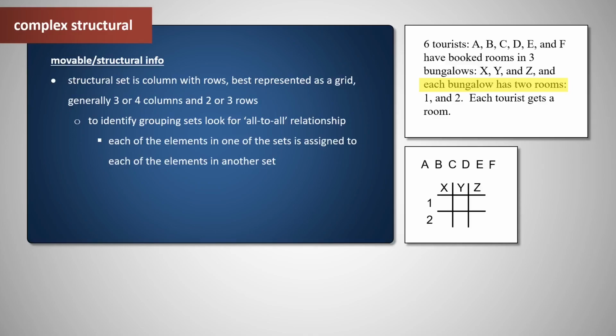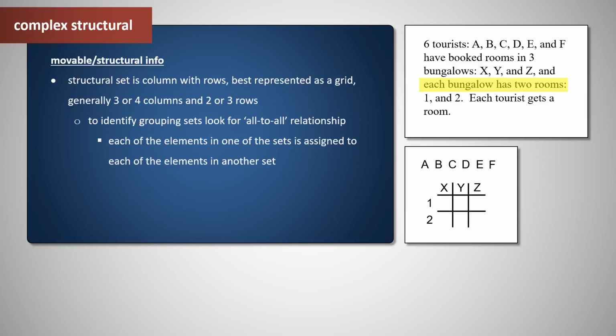Once again, more specifically, what does that mean? Each bungalow, that's bungalows X, Y, and Z, is assigned to each of the rooms. So that means that each bungalow gets both rooms. That tells you that's what you want to look for: that all-to-all. That tells you that you're dealing with the structure. Those are the 2 structural sets, because it's a lot easier to deal with them and then put the rest of the elements in there.